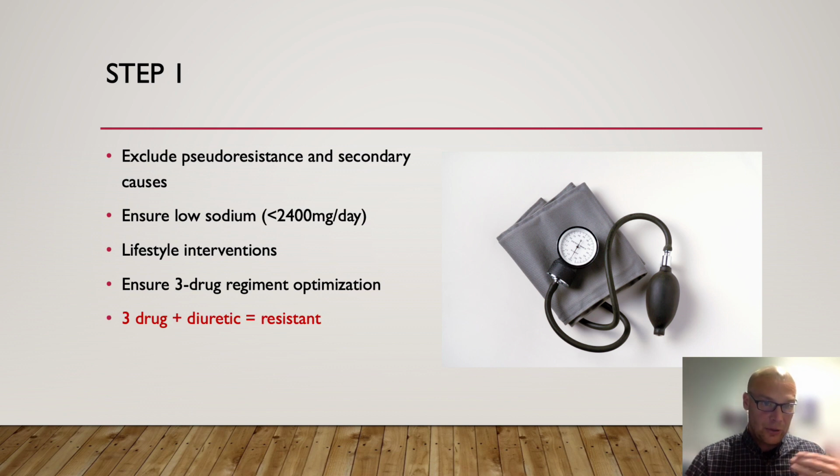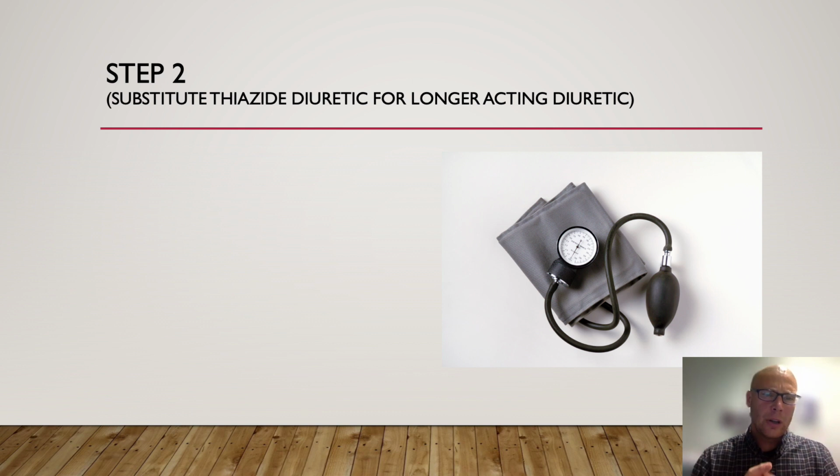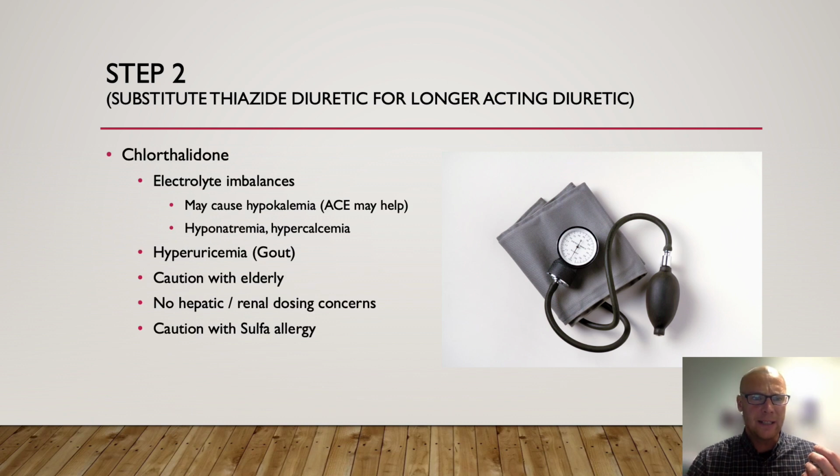And like I said, resistance is that 3-drug regimen that includes a diuretic. That is where you fall into the resistance and you've ruled out all those other causes. That's a resistant hypertension that you would follow into the next steps. So the first one is, if you've got a thiazide diuretic on there, say hydrochlorothiazide, replacing that with a longer acting diuretic. So chlorthalidone, that's a really good one to put in there.